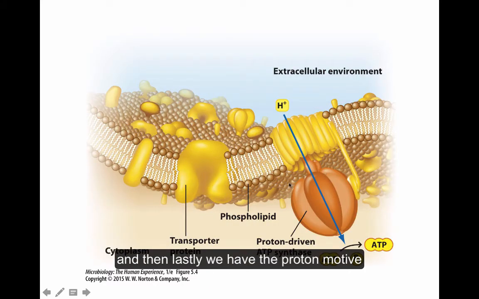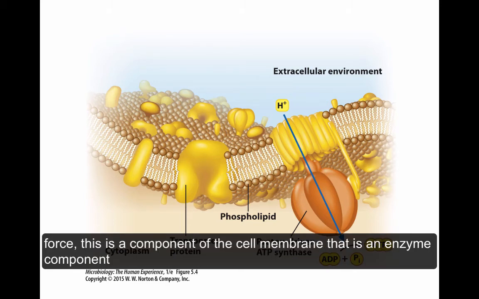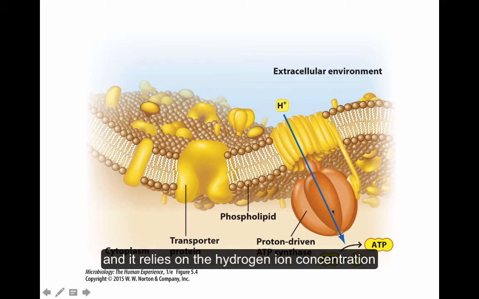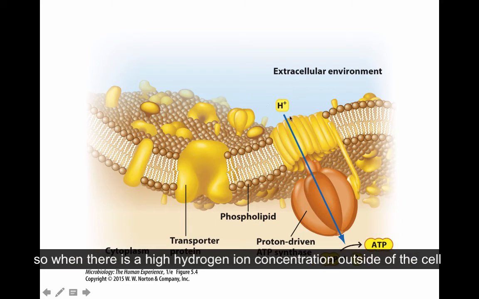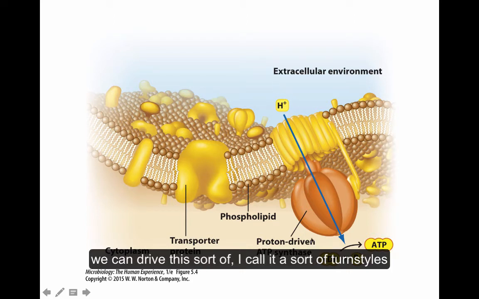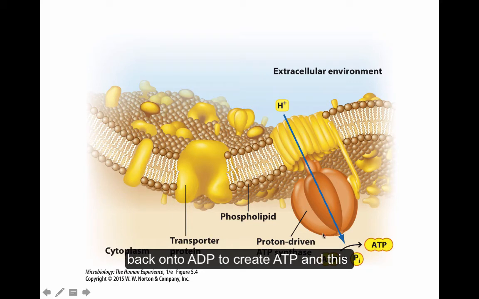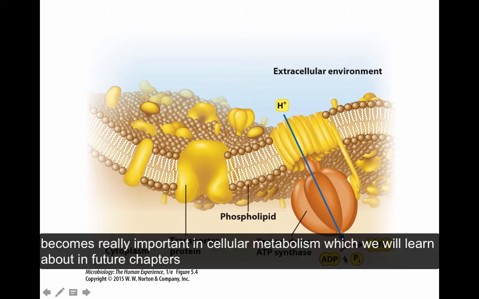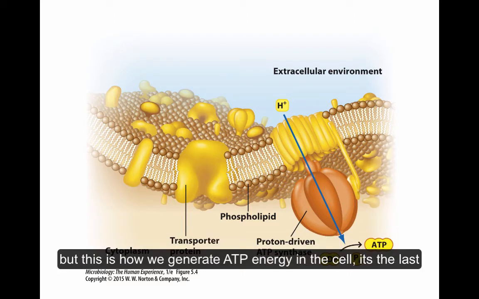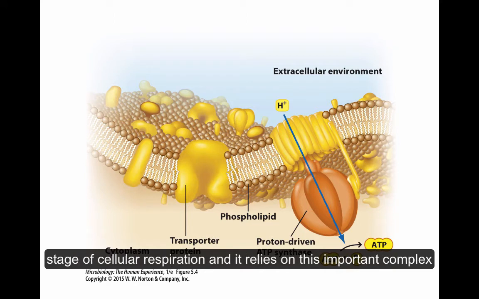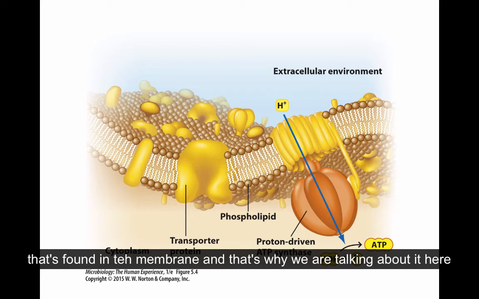And then lastly, we have the proton motive force. This is a component of the cell membrane that's an enzyme component, and it relies on the hydrogen ion concentration. So when there's a high hydrogen concentration outside of the cell, we can drive this sort of, I call it a sort of turnstile. As the hydrogen bounces down the electron transport chain, we can add a phosphate back onto ADP to create ATP. And this becomes really important in cellular metabolism, which we'll learn about in future chapters. But this is how we generate ATP energy in the cell. It's the last stage of cellular respiration, and it relies on this important complex that's found in the membrane, which is why we're talking about it here.